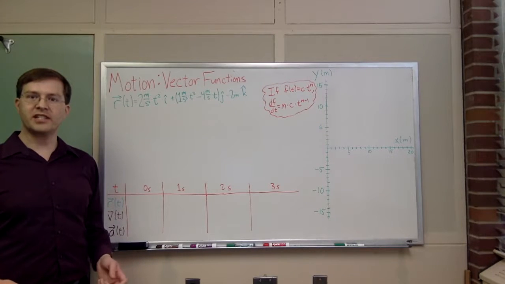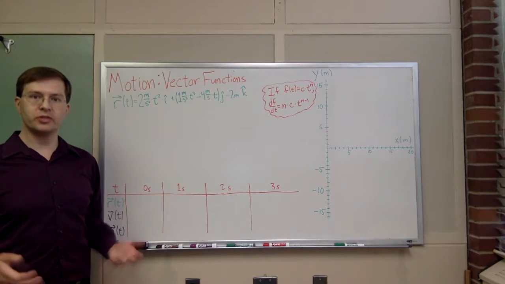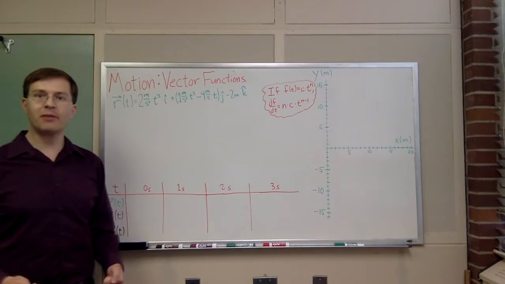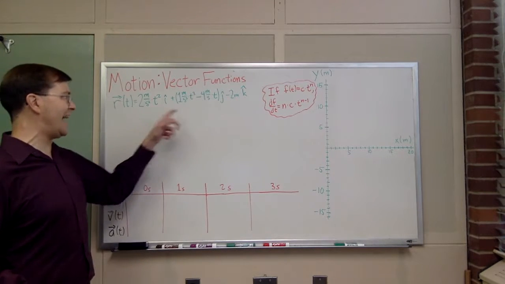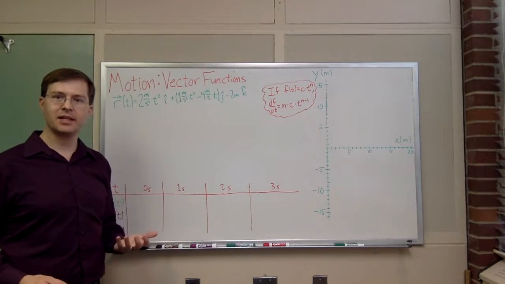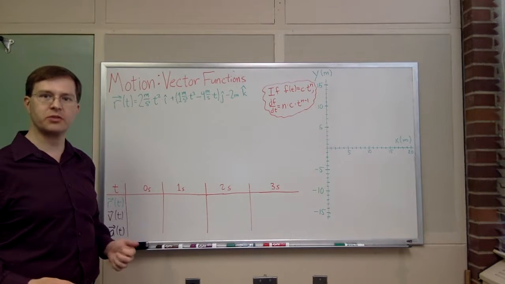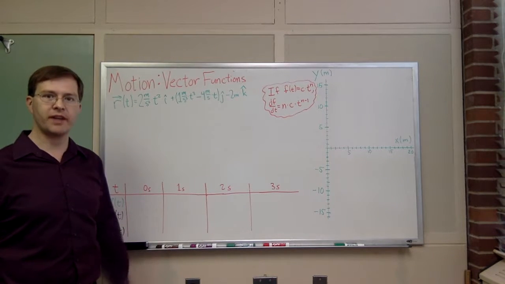I want to take a few minutes to talk about how we describe motion using vectors, and in particular to talk about how we use unit vector notation, this i hat, j hat, k hat business that a lot of textbooks use to talk about motion and to talk about vectors.